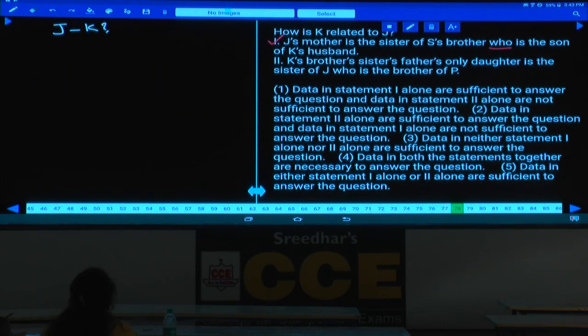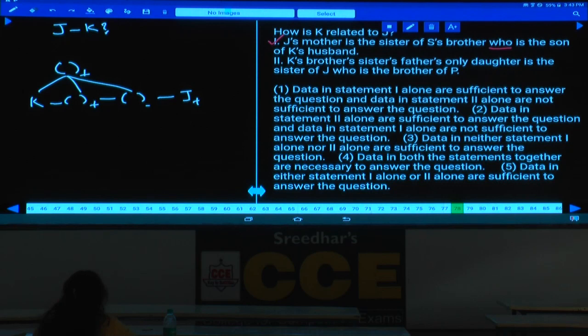Now in this 2 alone, what is the condition here? K's brother's sister. Now this K is having a brother, and this K's brother's sister's father, and the father's only daughter, is the sister of J. And J is the brother of P. Now this J is the brother of whom? J is the brother of P. Then how is this K related to J?